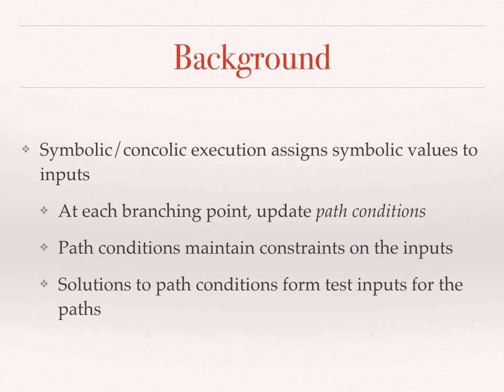And to give a bit of background on the approach, as I said, we use a form of symbolic or rather concolic execution, which is a well-known program analysis technique, which has been used extensively in the software engineering and the programming languages communities. And this technique assigns symbolic values to inputs, and at each branch it updates path conditions that maintain constraints on the inputs, and the solutions to path conditions form test inputs for the paths.